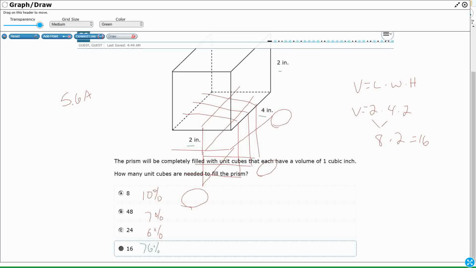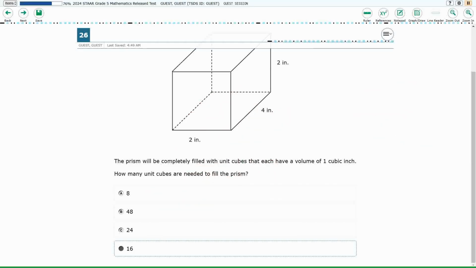76% got 16. That's great. This is our 4th easiest item on the test. We would expect them, with all the work they would do in 5th grade, to introduce volume for the first time. We would expect our students to do well on this, and they did.